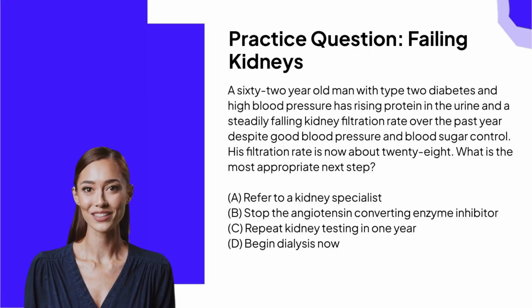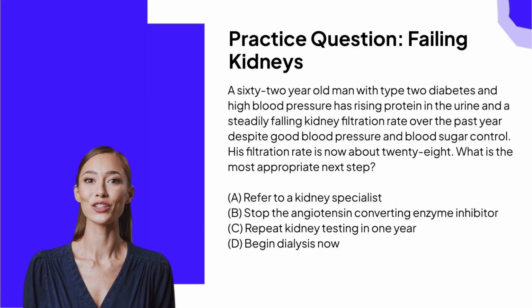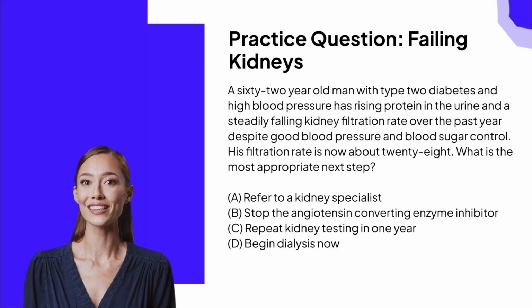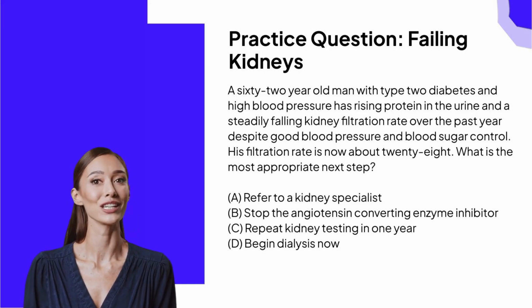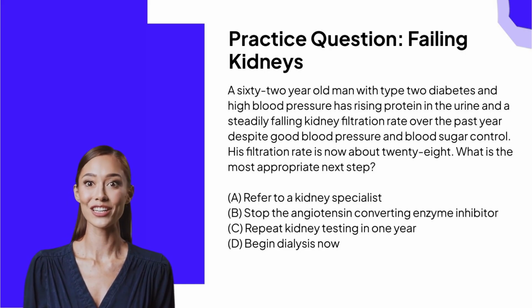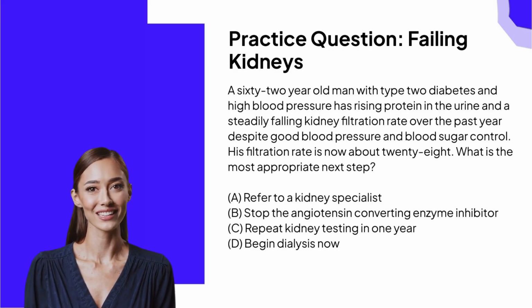Here is our third practice question. A 62-year-old man with type 2 diabetes and high blood pressure has rising protein in the urine and a steadily falling kidney filtration rate over the past year. Even though his blood pressure and blood sugar are well controlled, his filtration rate is now about 28. What is the most appropriate next step?